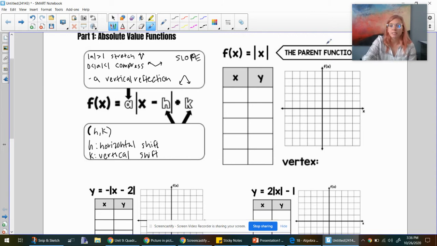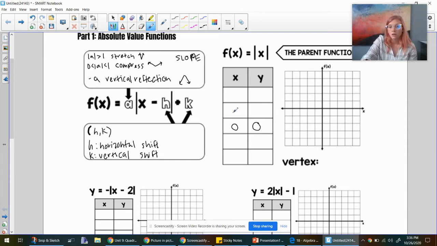So we're going to look over here at something called the parent function. The parent function is the most basic version of this function. So the parent function has no shifts whatsoever. Let's start with the vertex. Here we're not subtracting anything or adding anything, which tells us that our vertex has to be 0, 0.